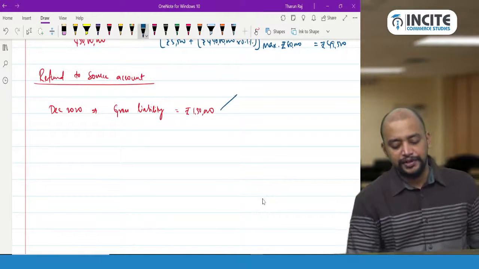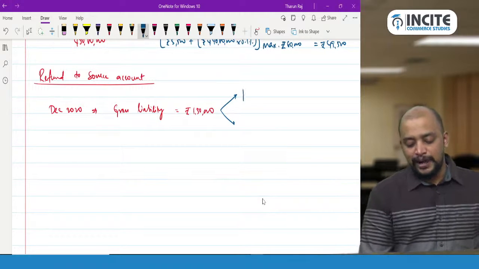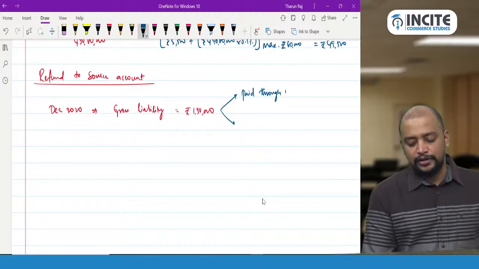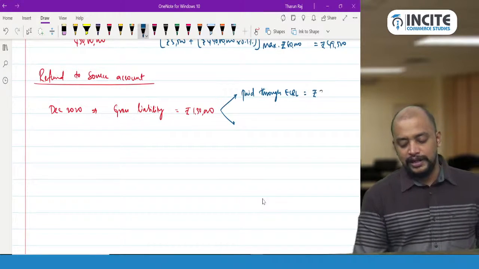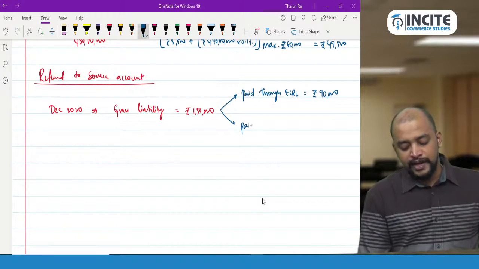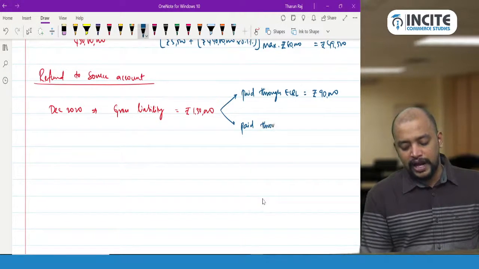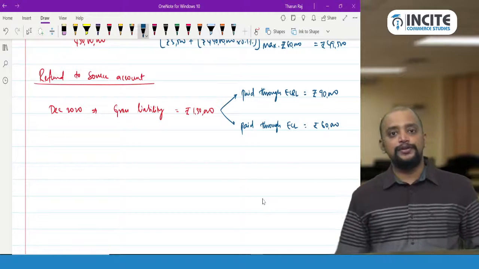This 1,50,000 is discharged through credit ledger and cash ledger. So how much is paid through electronic credit ledger? Say 90,000 is paid through electronic credit ledger, whereas paid through electronic cash ledger, 60,000.